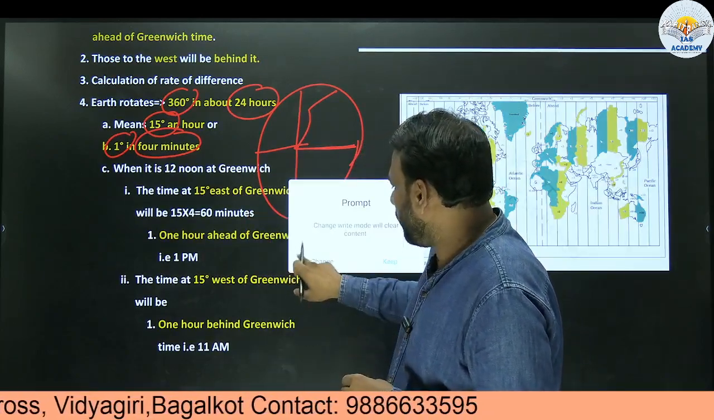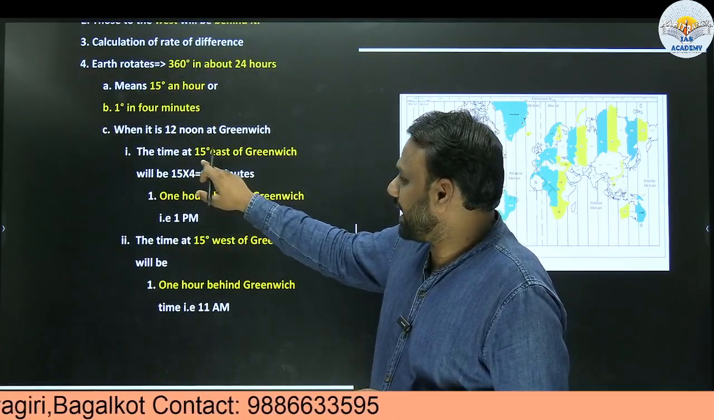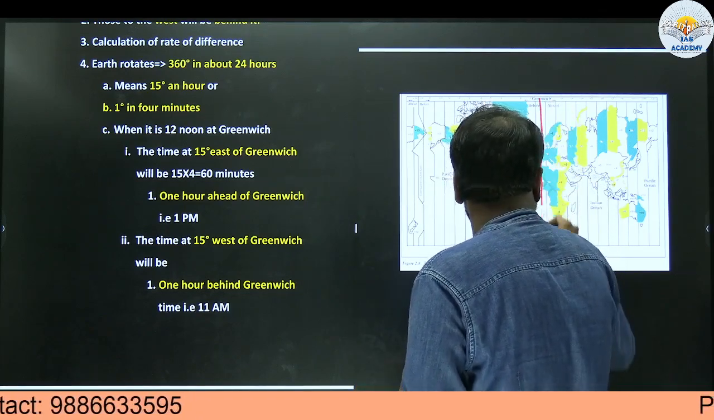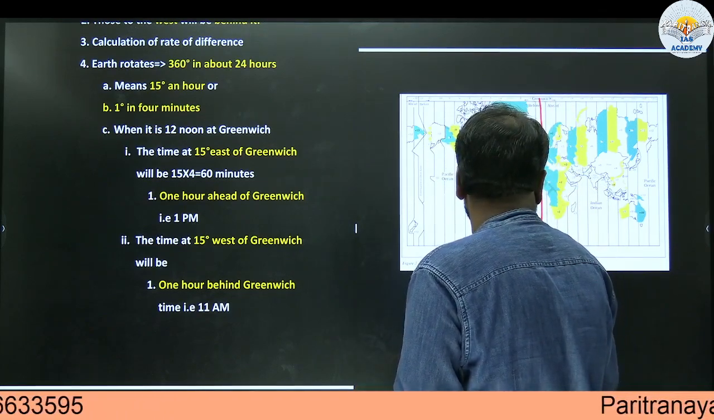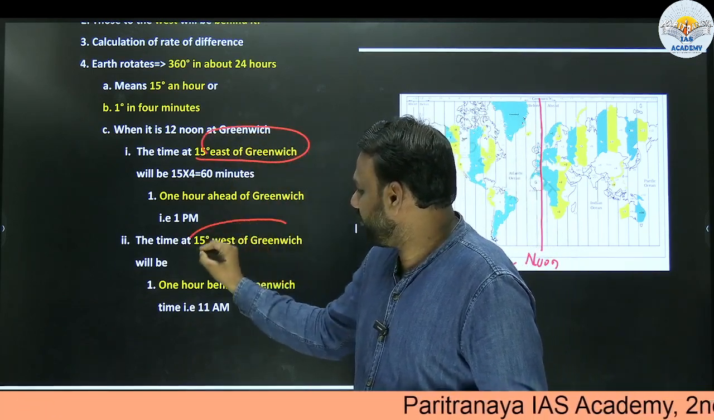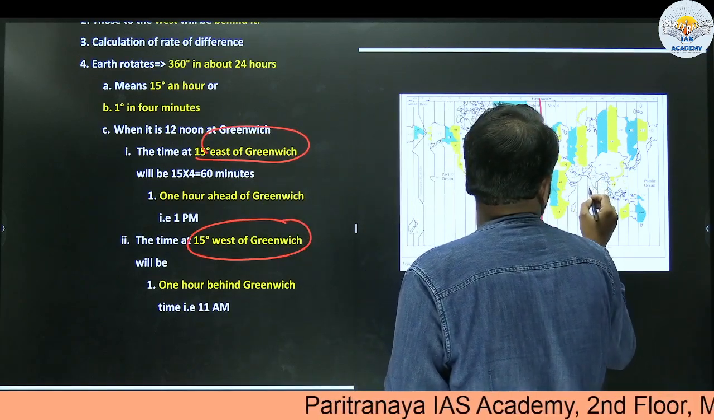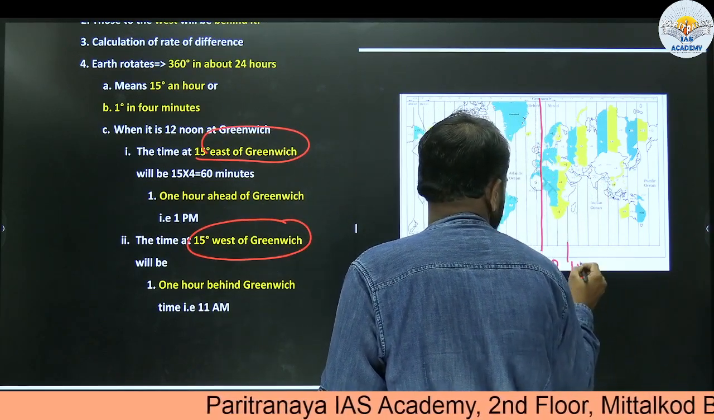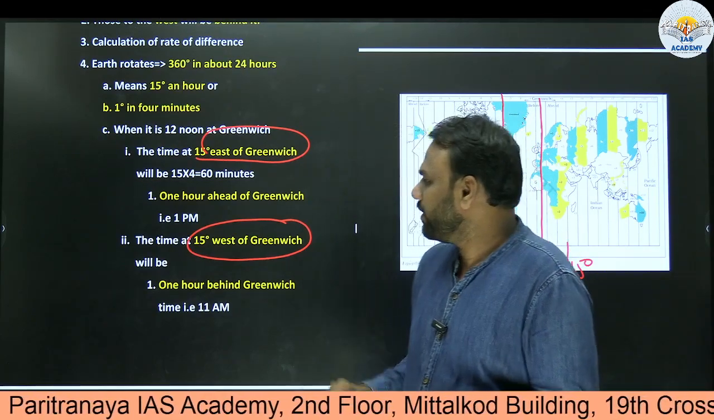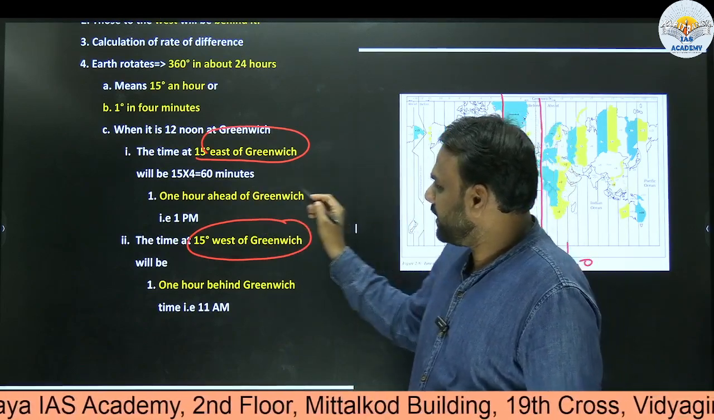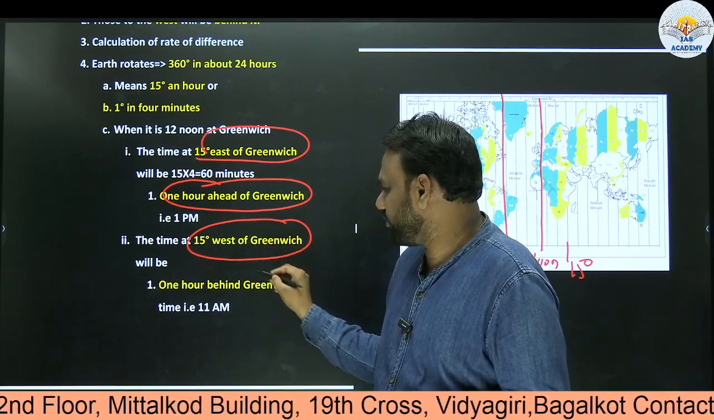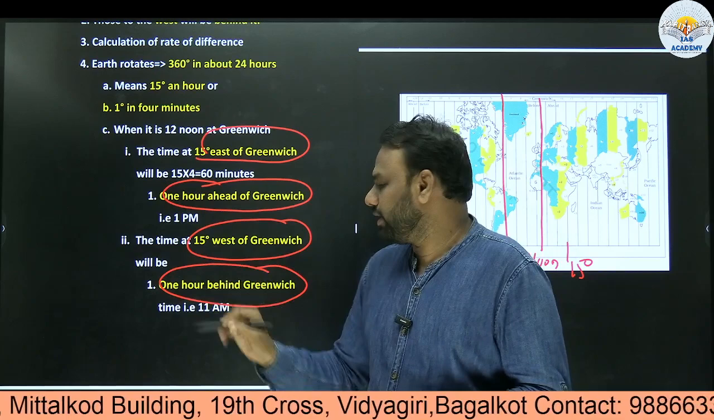So based upon this, let us assume that at Greenwich the time is 12 noon. So 15 degree east of Greenwich and 15 degree west of Greenwich, what will be the time here? At 15 degree east of Greenwich, it will be 1 hour ahead of Greenwich time, and at 15 degree west of Greenwich, it will be 1 hour behind Greenwich time.